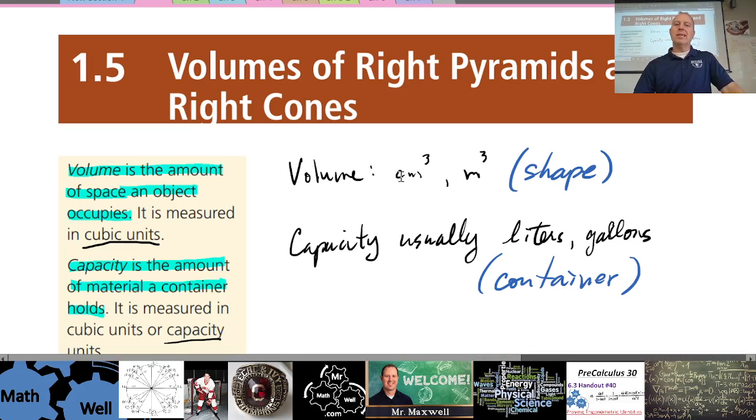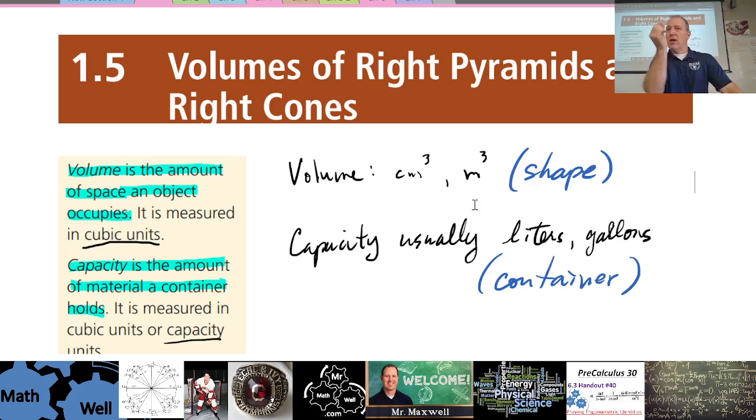So volume is oftentimes in meters cubed or centimeters cubed. It's in cubic units. Capacity is usually measured in other capacity units like liters or gallons, sometimes cubic centimeters. Did you know, I don't know if you knew this, but a cubic centimeter, 1 centimeter by 1 centimeter by 1 centimeter, is equal to 1 milliliter. Did you know that?